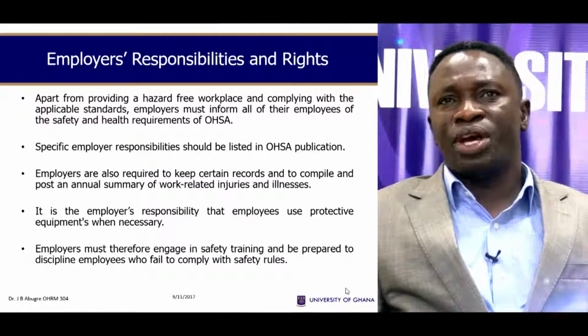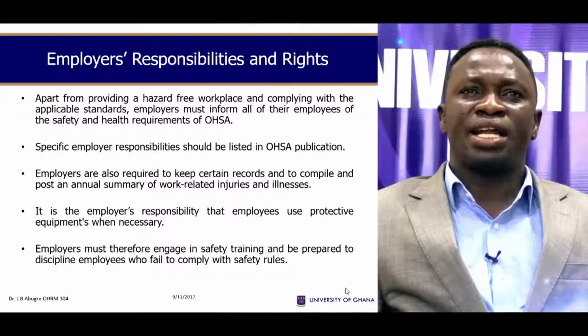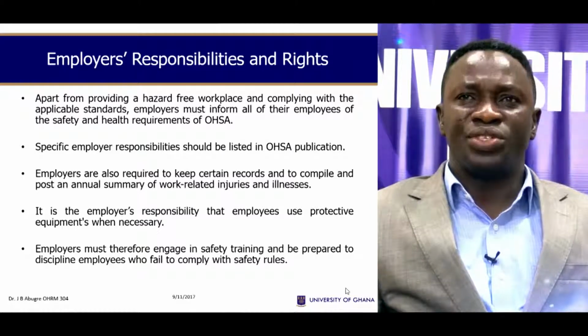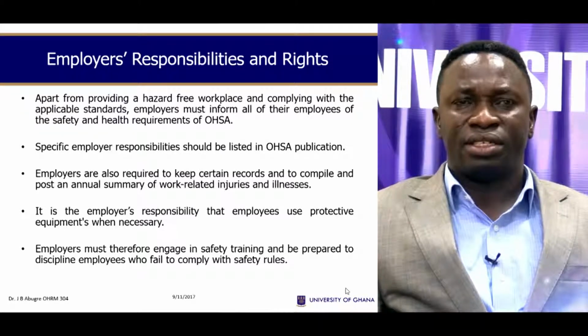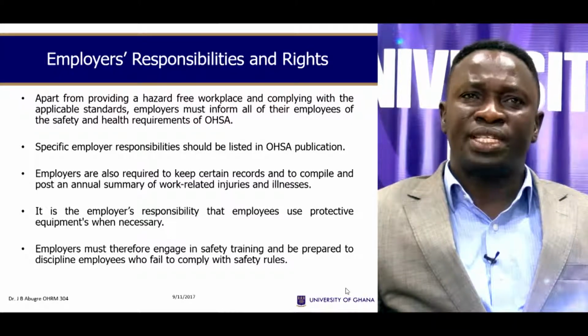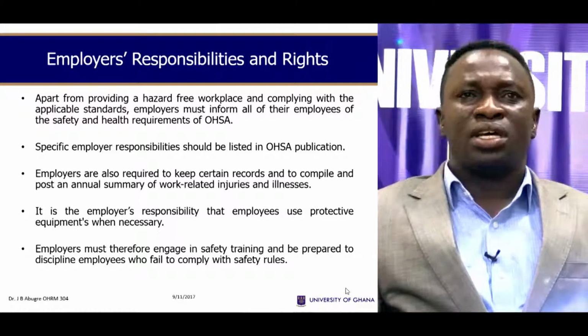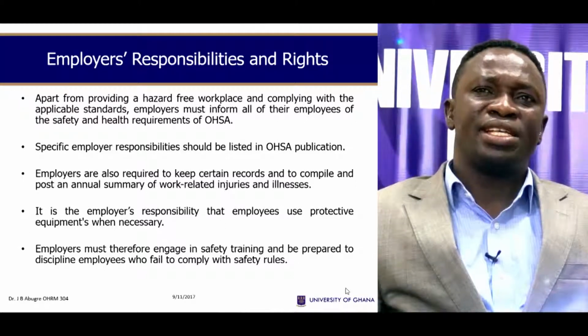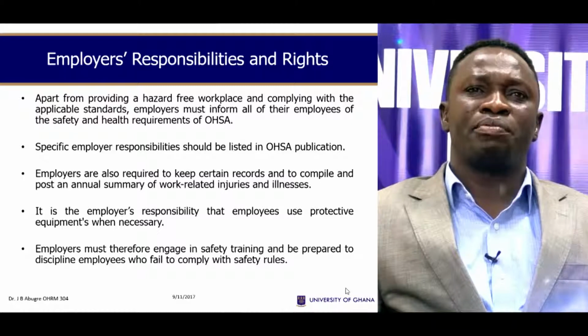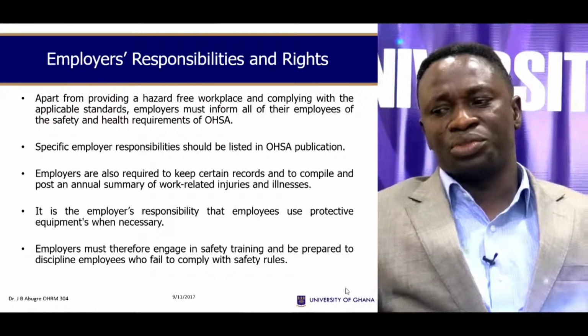Employers are also required to keep certain records and to compile and post an annual summary of work-related injuries and illnesses. It is the employer's responsibility that employees use protective equipment when necessary at the workplace. Employers must therefore engage in safety training and be prepared to discipline employees who fail to comply with safety rules.